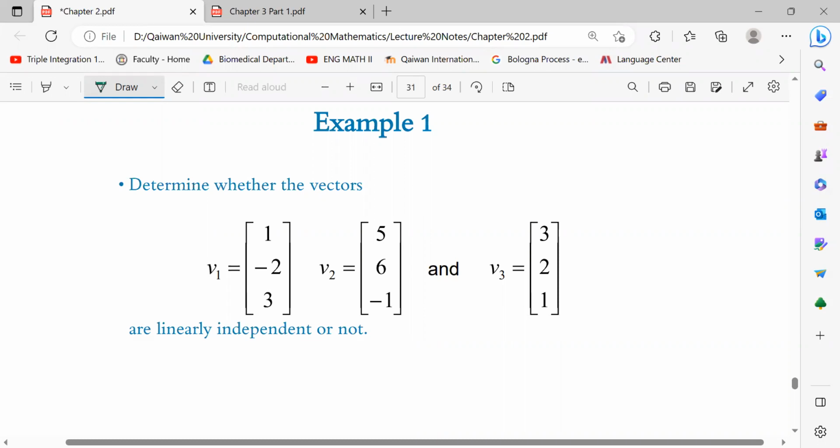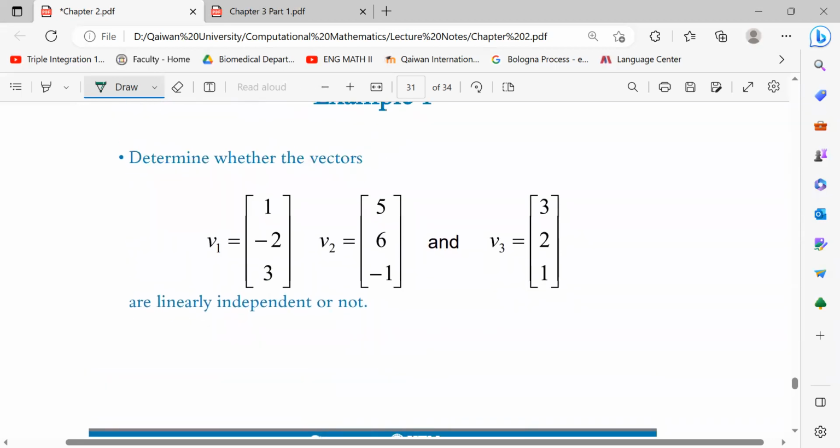For dependent, we say if all C are not 0, that means if we have at least one C which is not 0, we say the vectors are linearly dependent. But if the only solution is that all C are 0, we say the vectors are linearly independent.